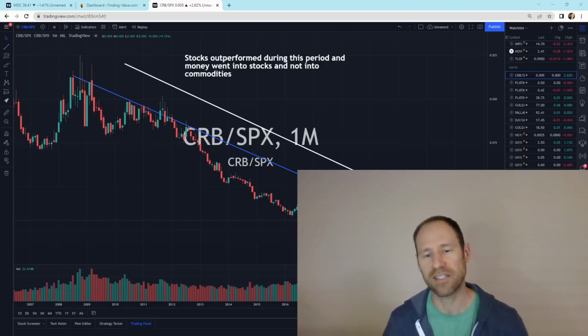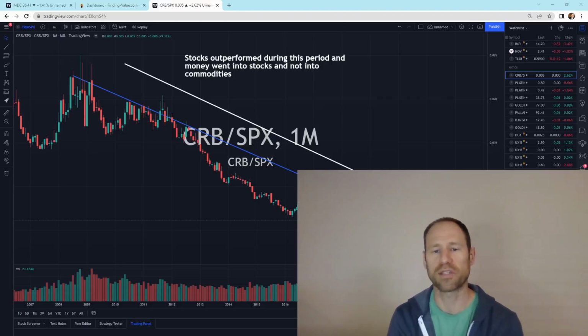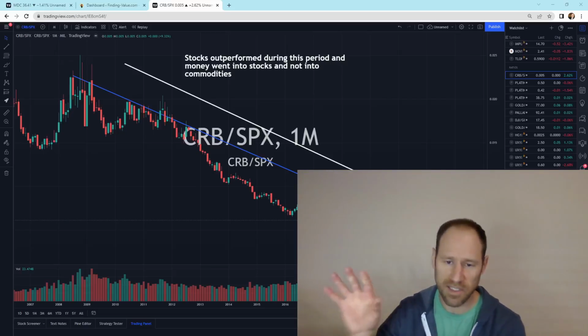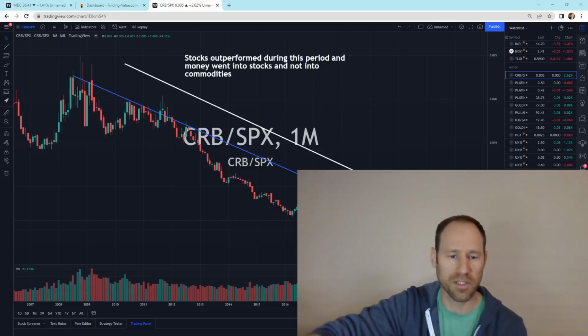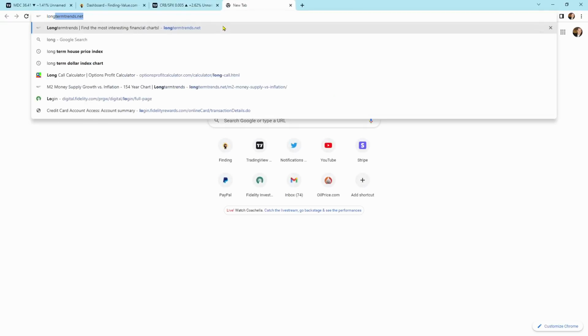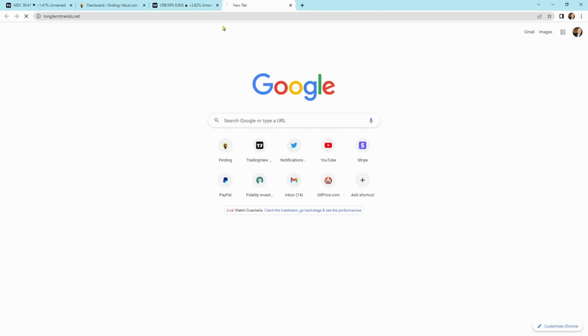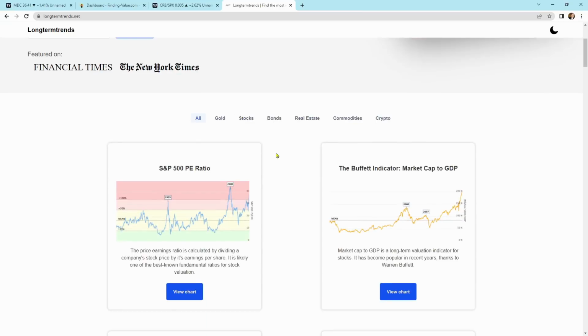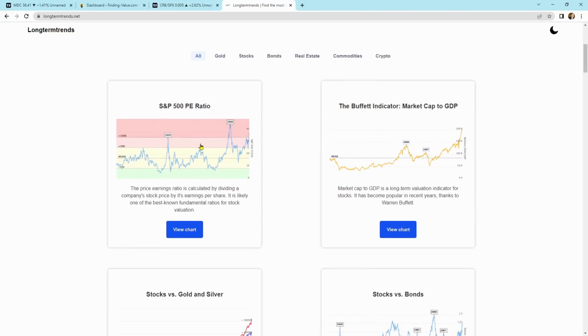So, how do we identify all of those things? How do I identify that the market conditions are changing, that the ratios are changing, and all that stuff? So let's dive in here. I've got some information that I'd like to share. This is the commodity to stock ratio, and there are a ton of different ratios you could look at. One of the spots I like to look at is long-term trends. That's a website where you can see a whole bunch of different information.